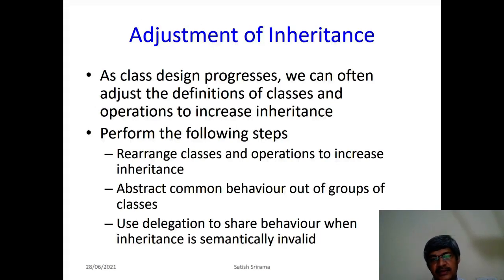So when we keep on adding these classes, we can adjust these definitions of the classes and operations to increase the inheritance at later stages. When we are doing this sort of design, we have to perform several steps. The first one is rearranging the classes and operations to increase the inheritance. What it is, we'll be discussing in the coming slides. Then the second one is abstract common behavior out of groups of classes. And the third one is we can use delegation to share behavior when inheritance is semantically invalid. Let us look at all the three of them one after the other.